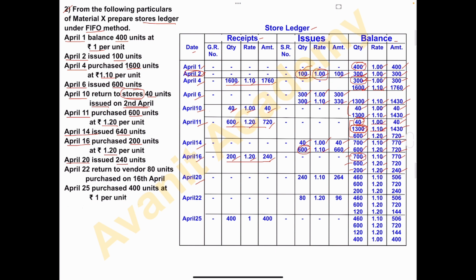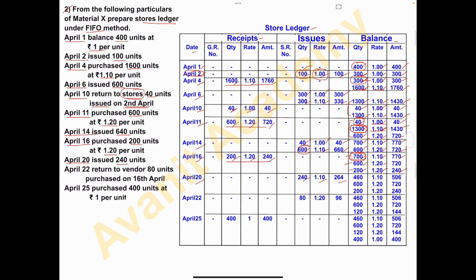Okay, from the first purchase, not the receipt, because we are preparing store ledger account under FIFO method. That is first in, first out. So in these three stocks, which one is the first stock? 700. From this 700 we'll issue 240 units. So write here quantity 240. So this 700 stock rate per unit is 1.10. We'll take here that rate 1.10. Multiply this 240 into 1.10 and the amount is 264.